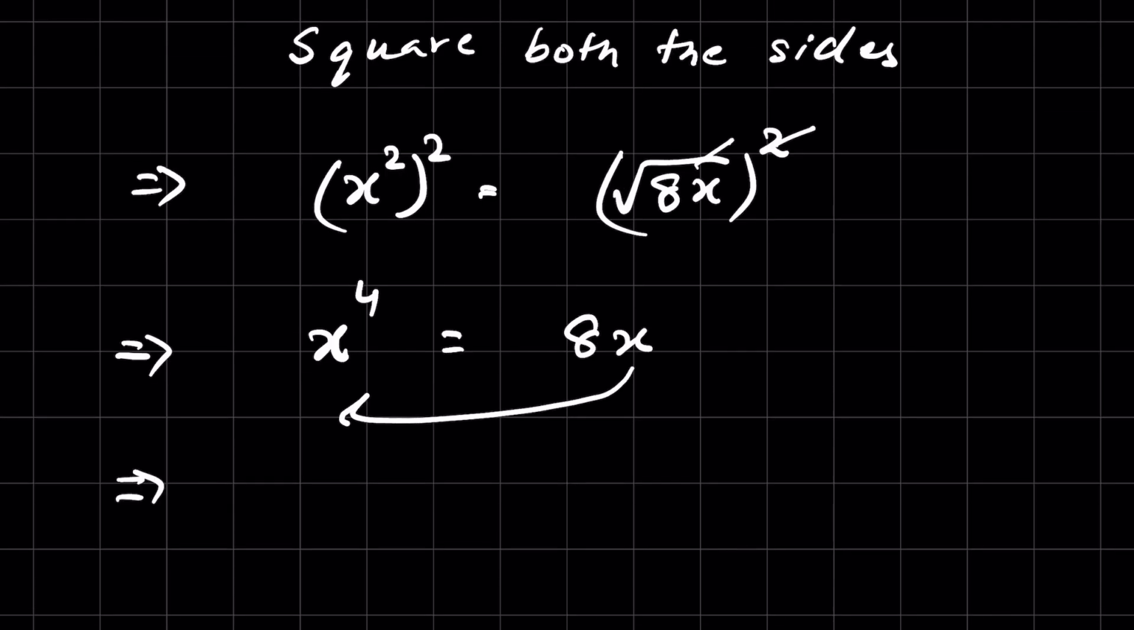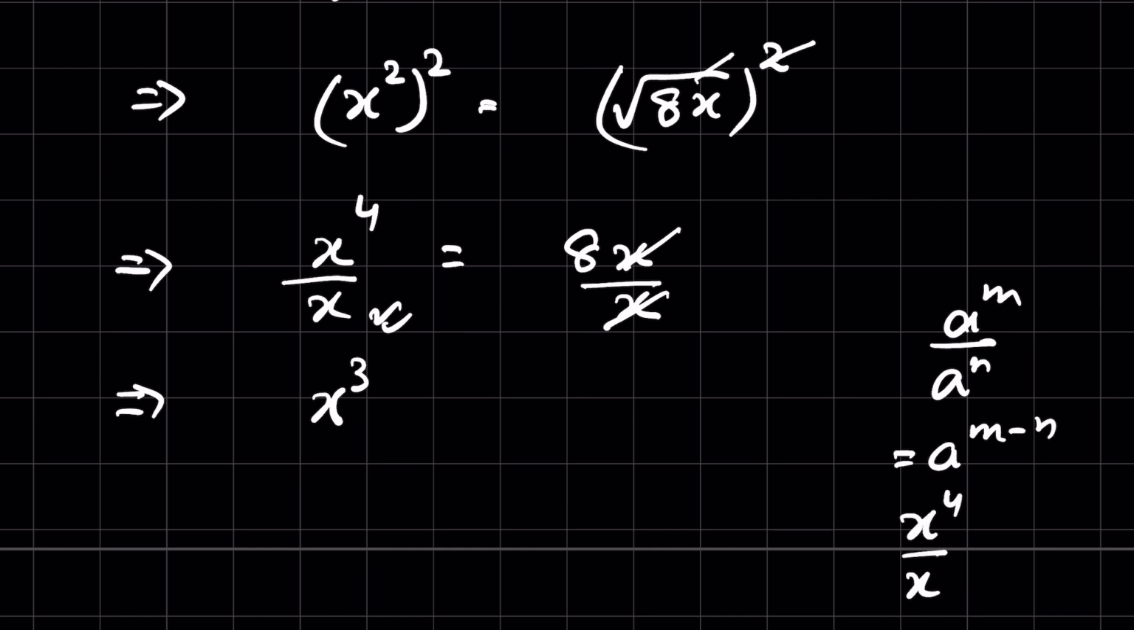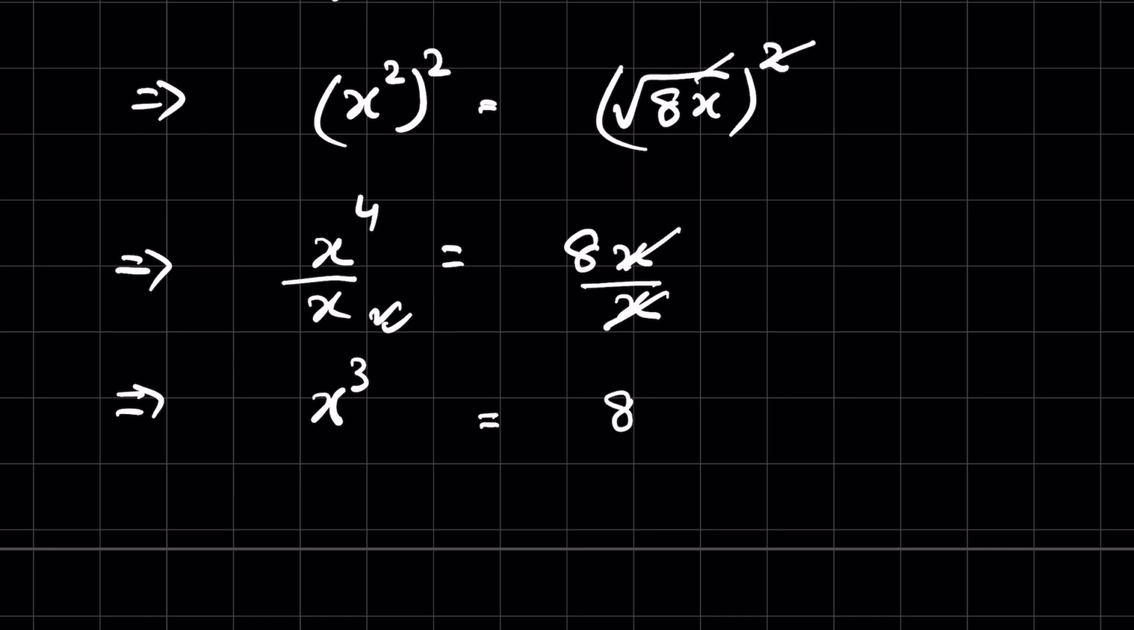Now either you can send this x to the left hand side, it's in multiplication so it will be division, or we can divide both the sides by x. Both are same thing. Now this x and this x gets cancelled, and this will be x raised to the power 3 because it is in the form of a raised to the power m upon a raised to the power n, and this is equal to a raised to the power m minus n. So x raised to the power 4 upon x means x raised to the power 4 minus 1. So this is x raised to the power 3 is equal to 8.